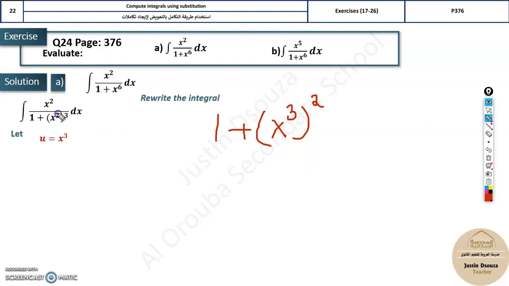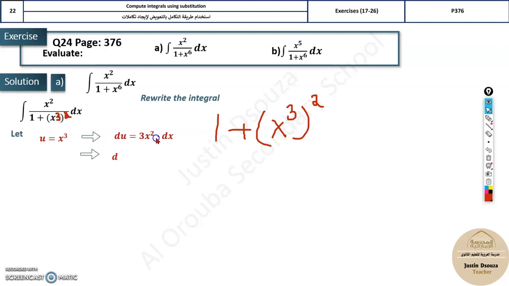There is an error over here. X to the power 3 and power 2. I will edit this and I will upload it again online in the link where you download the presentation. Sorry, this is power 2, okay? That is an error. So now you need to substitute u as x to the power 3.